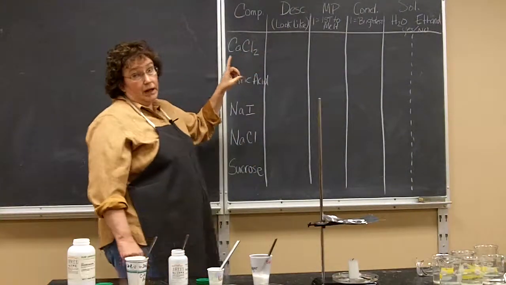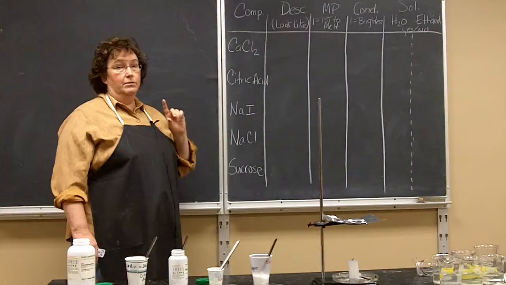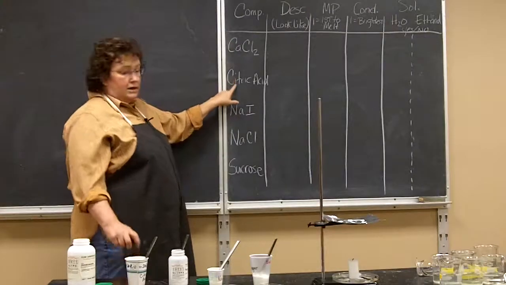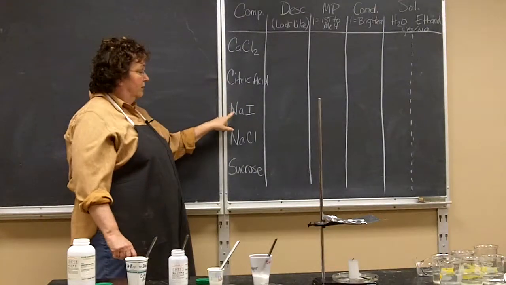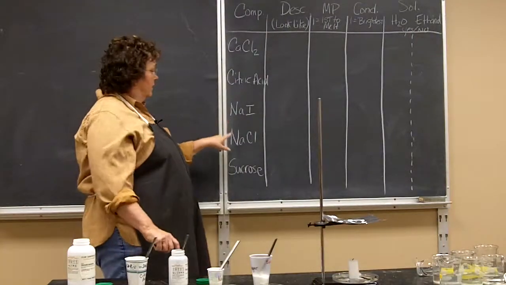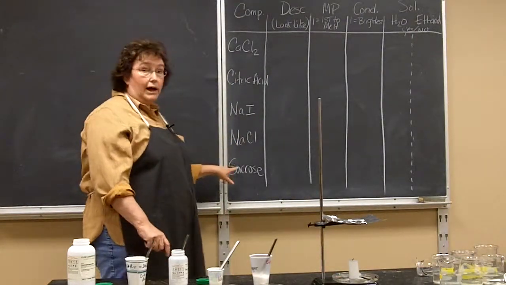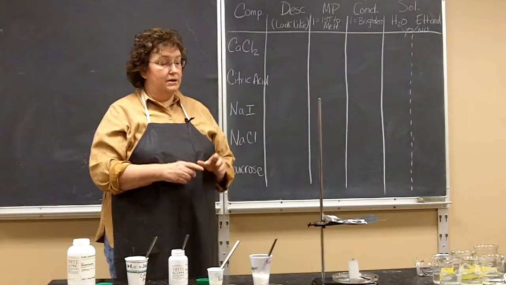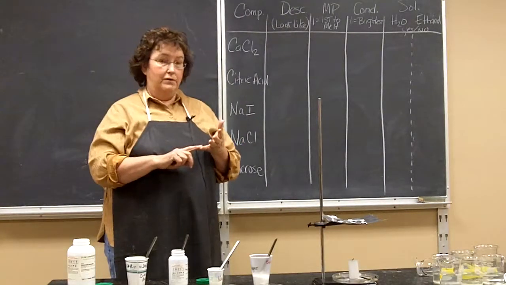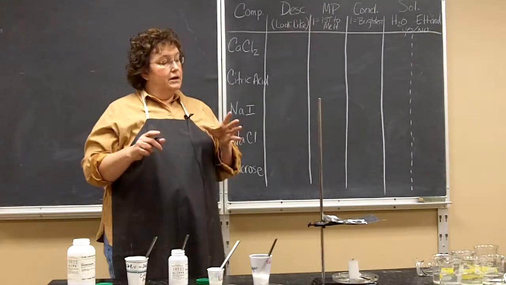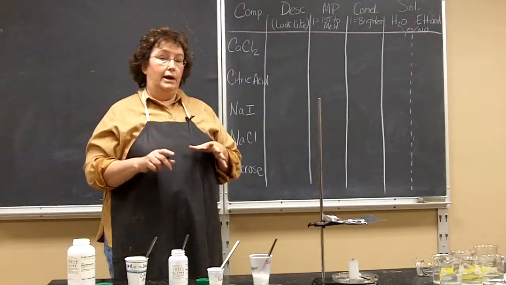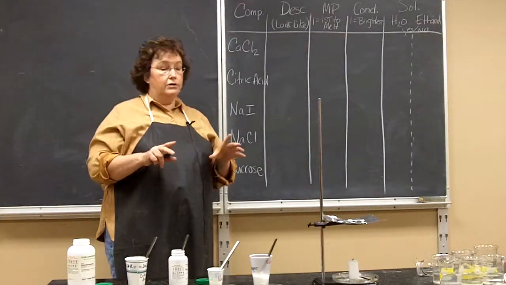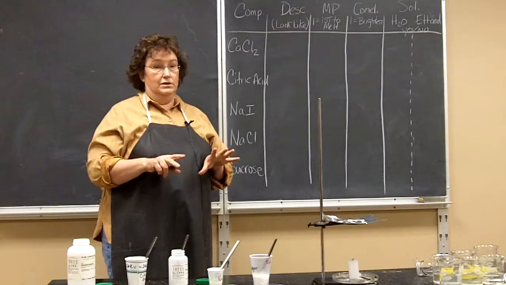With that data table, I have 5 different compounds that I am going to test. I have calcium chloride, the first compound, citric acid, the second compound, sodium iodide, sodium chloride, and last is sucrose. So we have these 5 different compounds. The purpose is for you to make observations and, at the end, to determine which compounds were ionic and which were covalent. You should be able to figure that out just by looking at the observations.